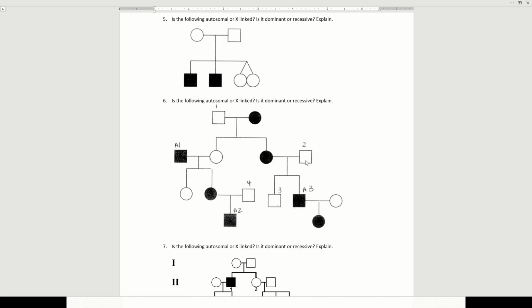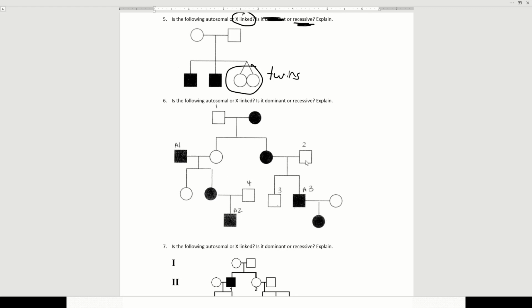Is the following autosomal or sex-linked? Is it dominant or recessive? So none of the parents have it, and the kids have it. This is twins, by the way, which means that it's not dominant. It's going to be recessive. In terms of sex-linked, both boys have it, and then the girl doesn't have it. Probably sex-linked. That's the best information. It doesn't give us a lot, so that's not really helpful.